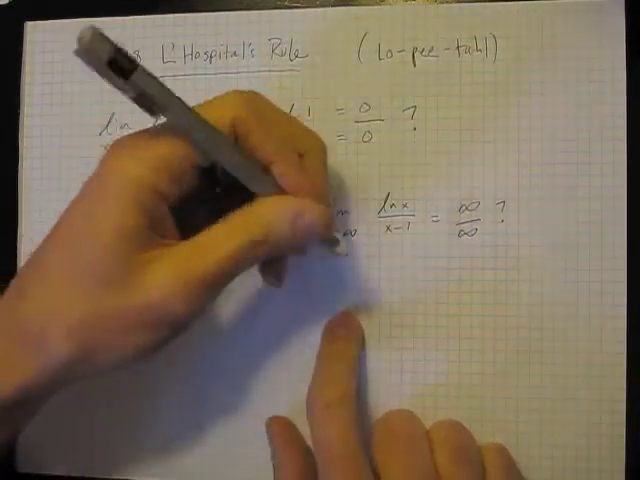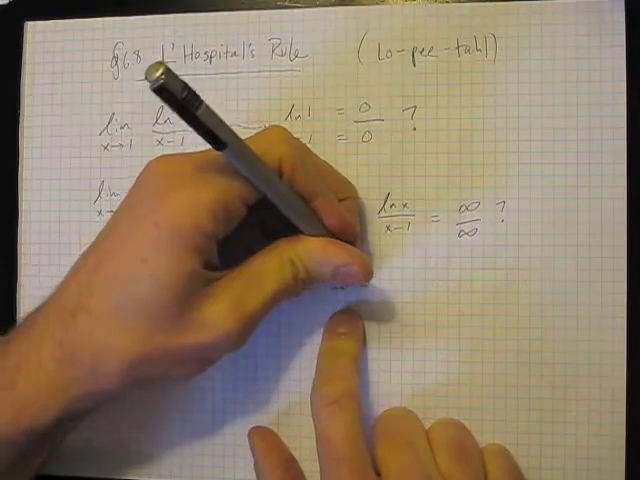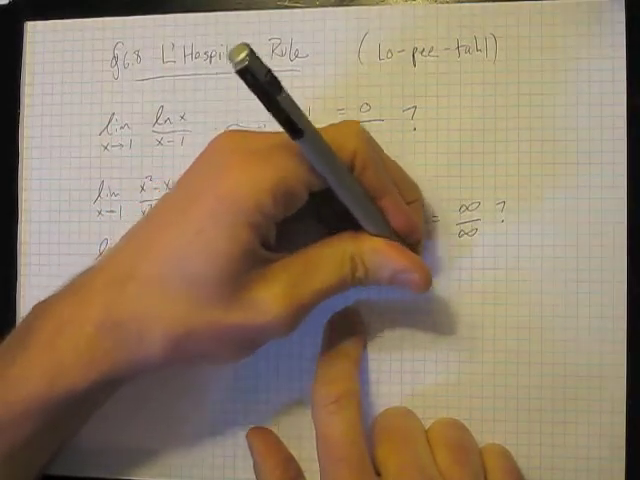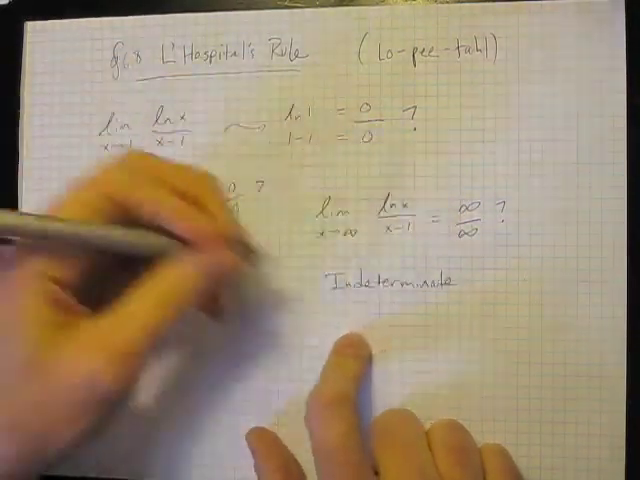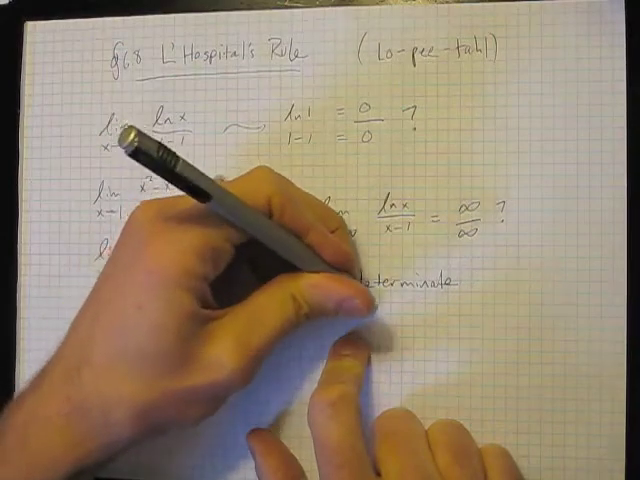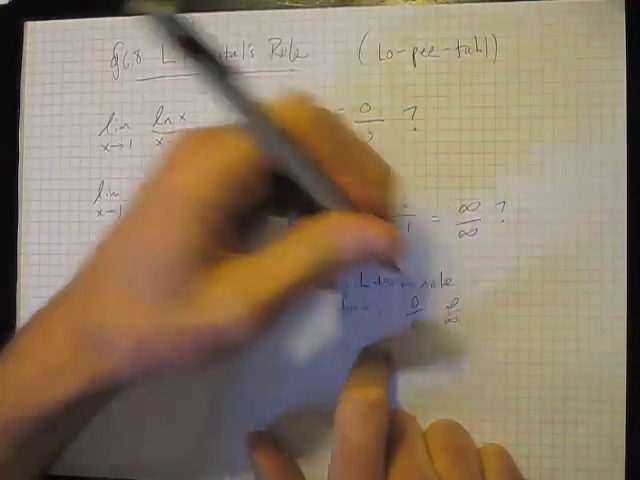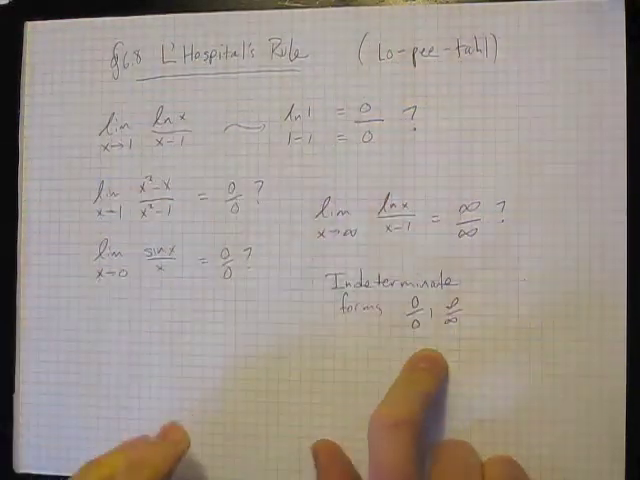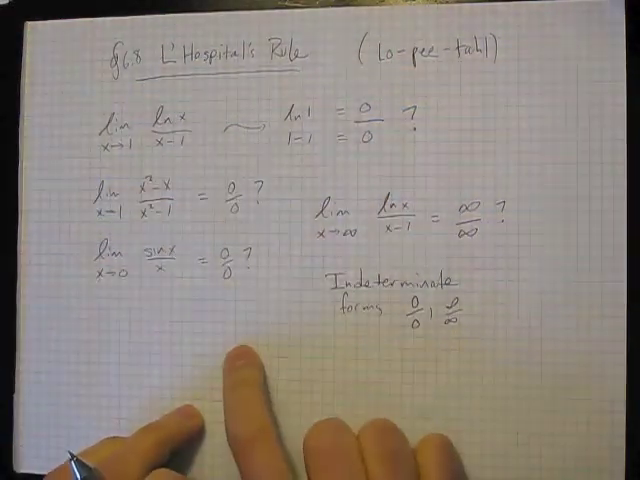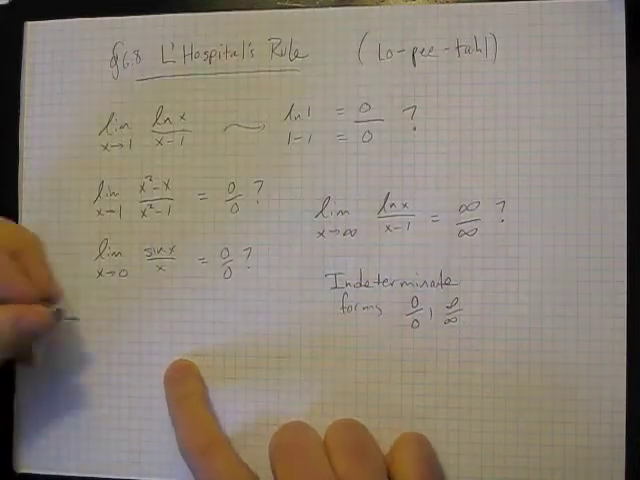These are called indeterminate forms, okay? These limits of the form 0 over 0 and infinity over infinity. And so L'Hôpital's rule is about dealing with indeterminate forms. So here's what L'Hôpital's rule says.